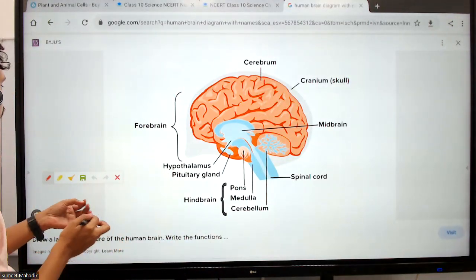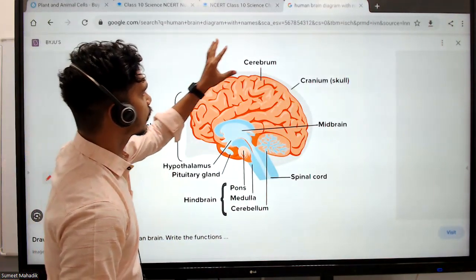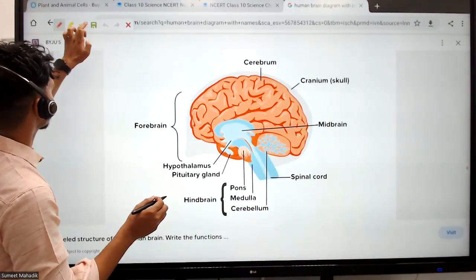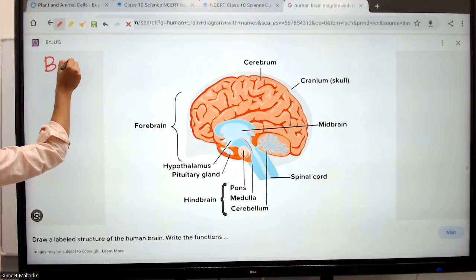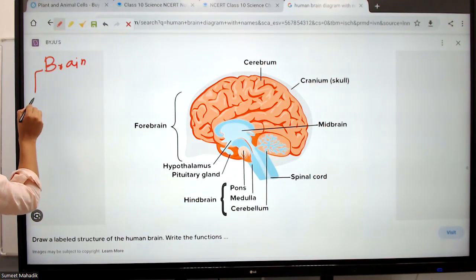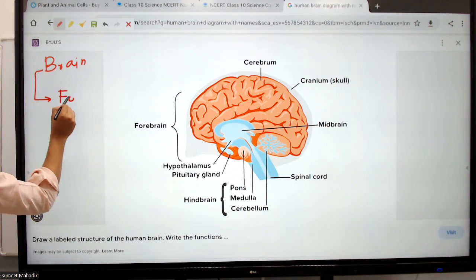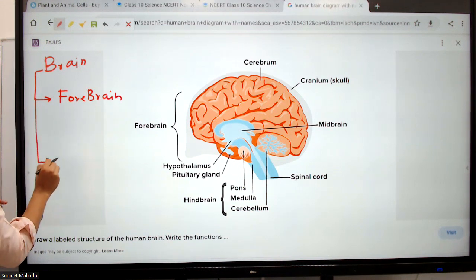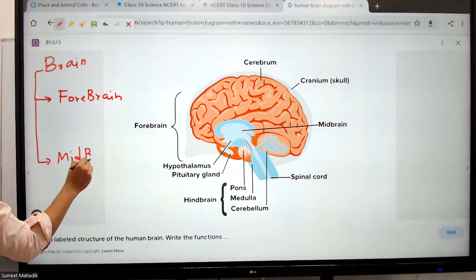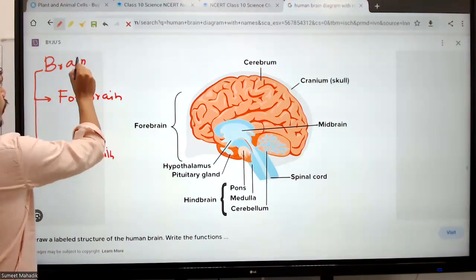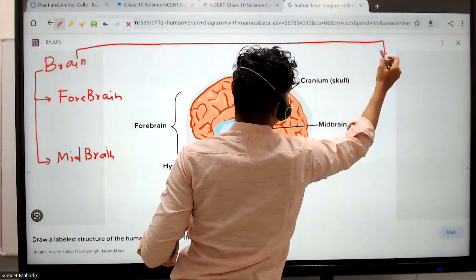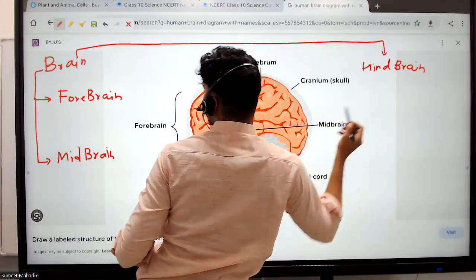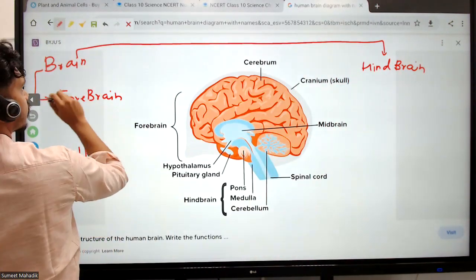Okay, now we're going to study the brain parts in detail. We have talked about that. Brain, I will write here. The human brain is composed of first the forebrain, yes or no? Then which brain is coming? Midbrain. And also the hindbrain will be there. Now let's study each.